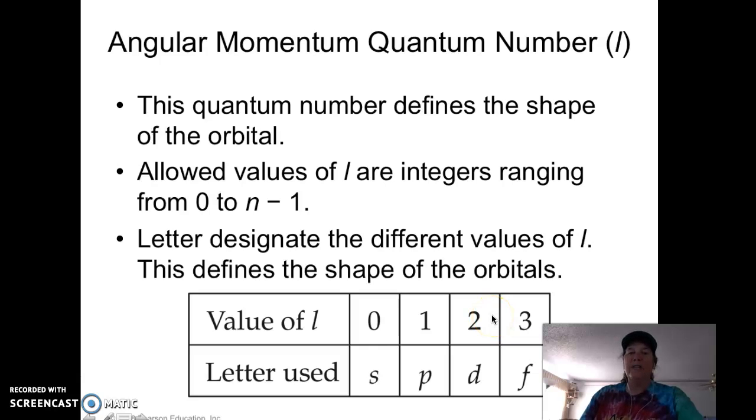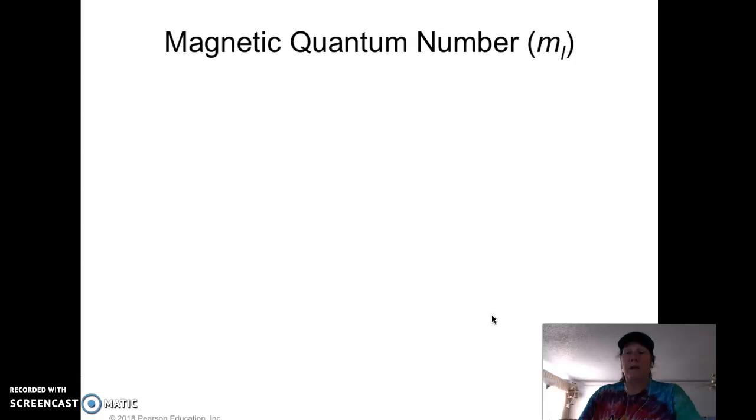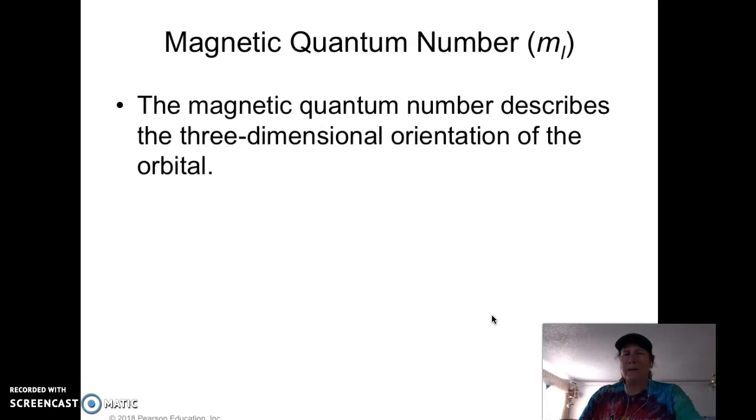Okay, the letter designates the different values of L, and it defines the shape of the orbital. So the first one tells you what level they're at. The second one tells you the shape of the orbital. So I better go through the shapes of the orbitals, right? Well, the third quantum number is called the magnetic quantum number, and it tells you what axis they're on.